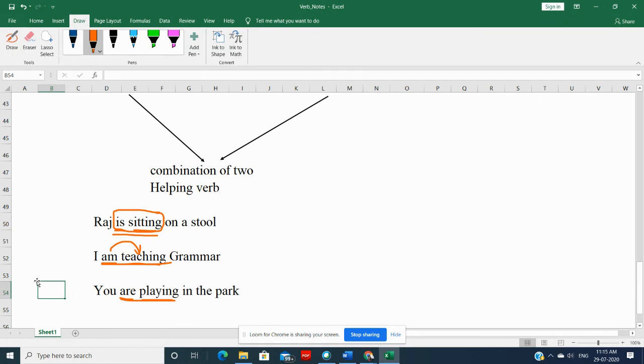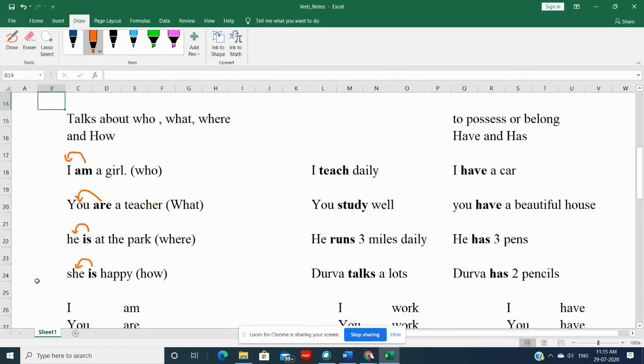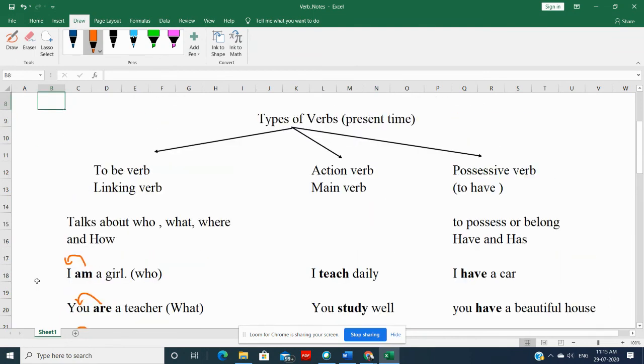Alright? Now, based on all these things, we will also see negative and question mark sentences, right, for all these verbs, but that we will see in our next part of the video.